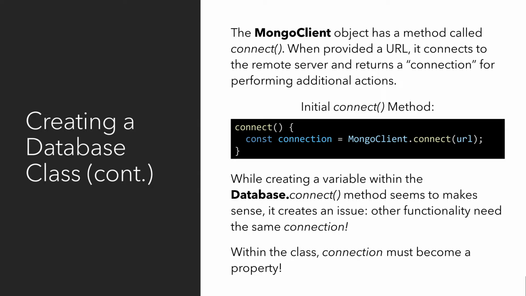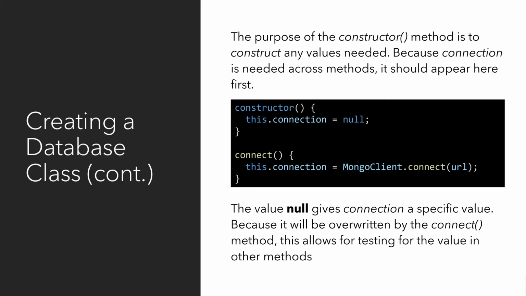While creating a variable within the database.connection method seems to make sense, it creates an issue. Other functionality needs the same connection. When created, this connection object would be used across other methods. Any values used across other methods within a class need to become a property. So then, adjusting for this, moving into the next slide, we see the purpose of the constructor method is to construct, hence its name. Because connection is needed across methods, it should appear here first.